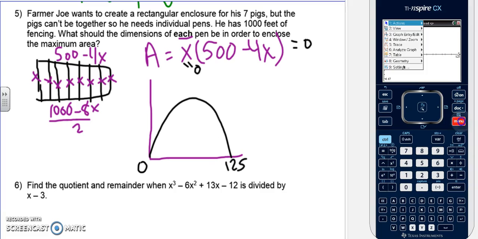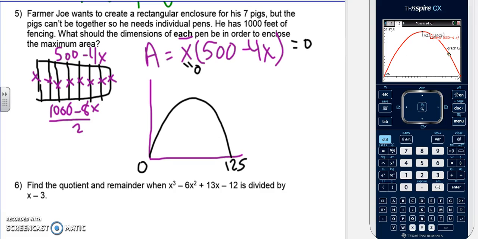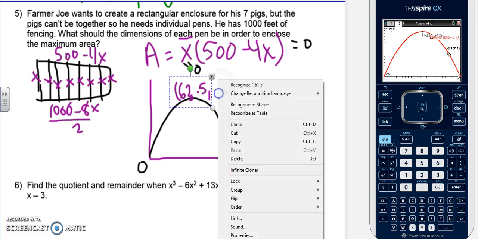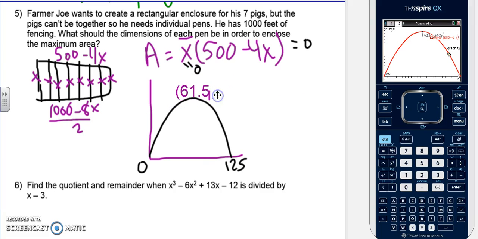And then I'm going to go back and do a window again, and I'm going to do zoom fit, which is letter A. And it works every time. So now I want my maximum. Analyze graph, maximum. Swipe it from there to there, and label. So I have 62.5. Make sure that you are on float also. 15,625.